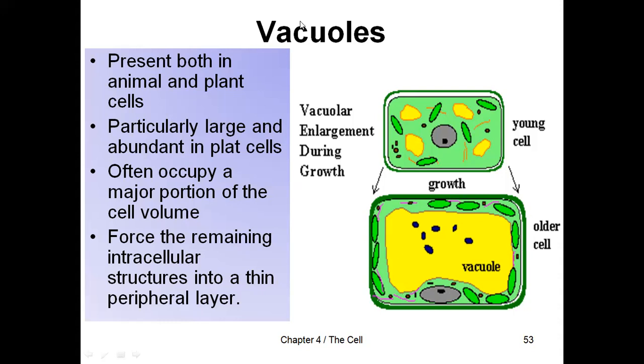Look again. Vacuoles are present both in animal and plant cells. They are particularly large and abundant in plant cells. They often occupy a major portion of the cell volume in plants. They force the remaining intracellular structures and organelles into a thin peripheral layer in the plant cells. However, in the animal cell, the vacuoles are very small and scattered through the cytoplasm.